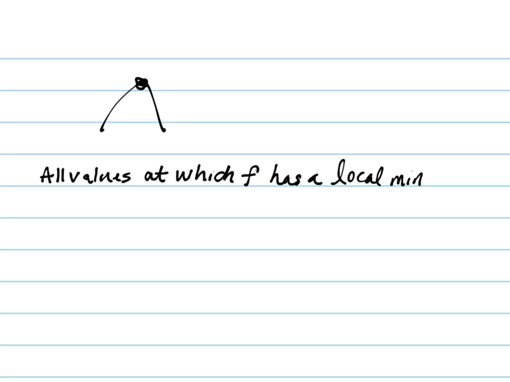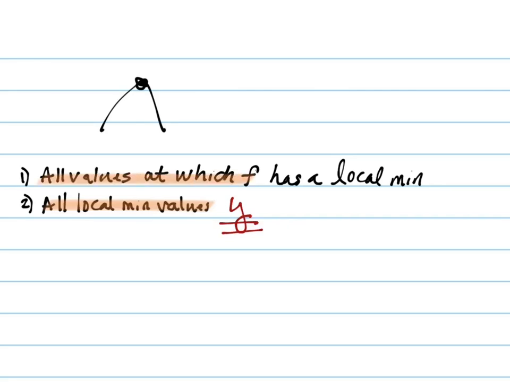The second question says all local minimum values. Okay? This is the y value. But all values at which is an x value.